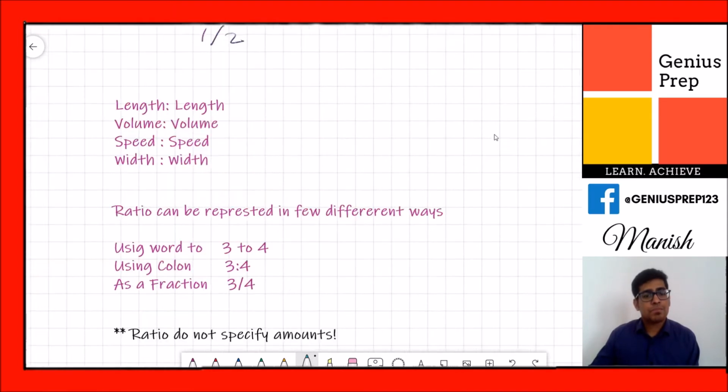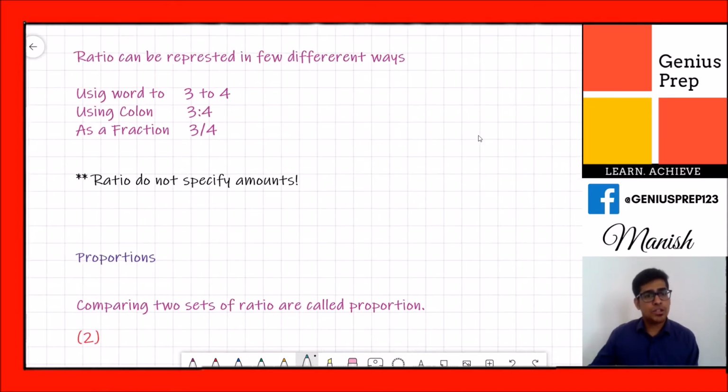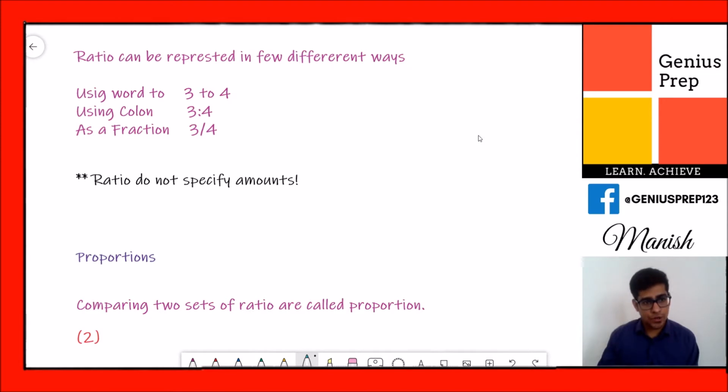In the question you will see different wordings or different kinds of representation for the ratio. We can represent a ratio in three ways. First is by using the word 'to'. Whenever you see 3 is to 4, that means we are comparing 3 with the quantity 4, like 1 is to 2 in the previous example. We can use the colon, then we write 3:4. We can use a fraction, we can say 3 by 4.